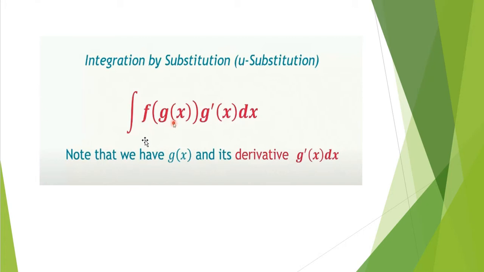So makikita natin dito sa ating function na meron tayong f of g of x. So the integral of f of g of x times the derivative of g of x dx. Sinasabi lang dito that we integrate the outer function, which is f of g of x, and then we multiply by the derivative of the nested function g of x.